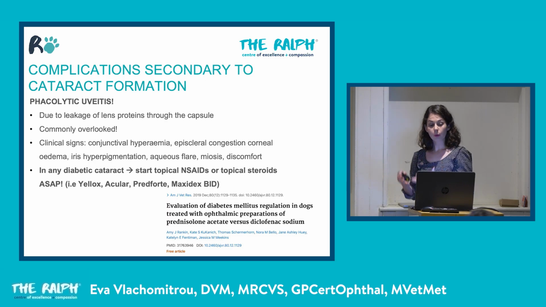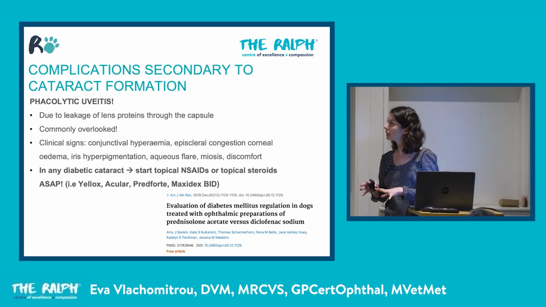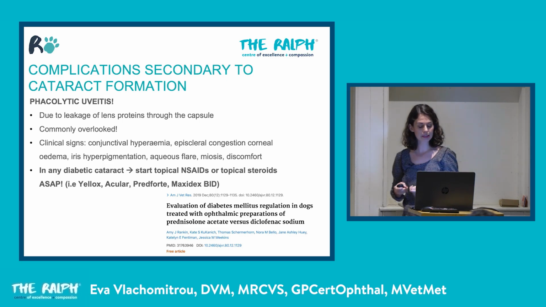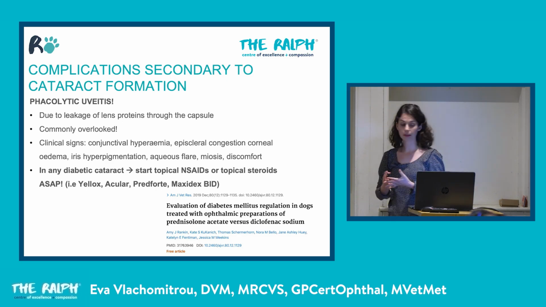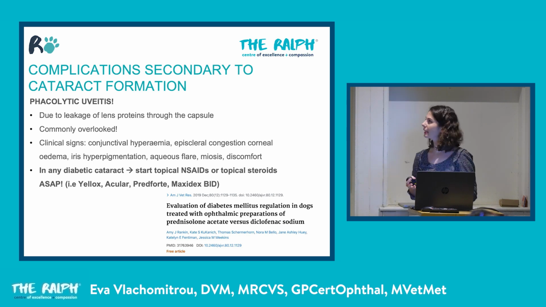Many patients with early or late immature cataracts or newly mature cataracts have low-grade uveitis, and that can easily be missed. So clinical signs that we are looking out for in these patients are conjunctival hyperemia, aqueous flare, miosis, discomfort, and in more chronically inflamed eyes, episcleral congestion, edema, synechiae, iris hyperpigmentation.